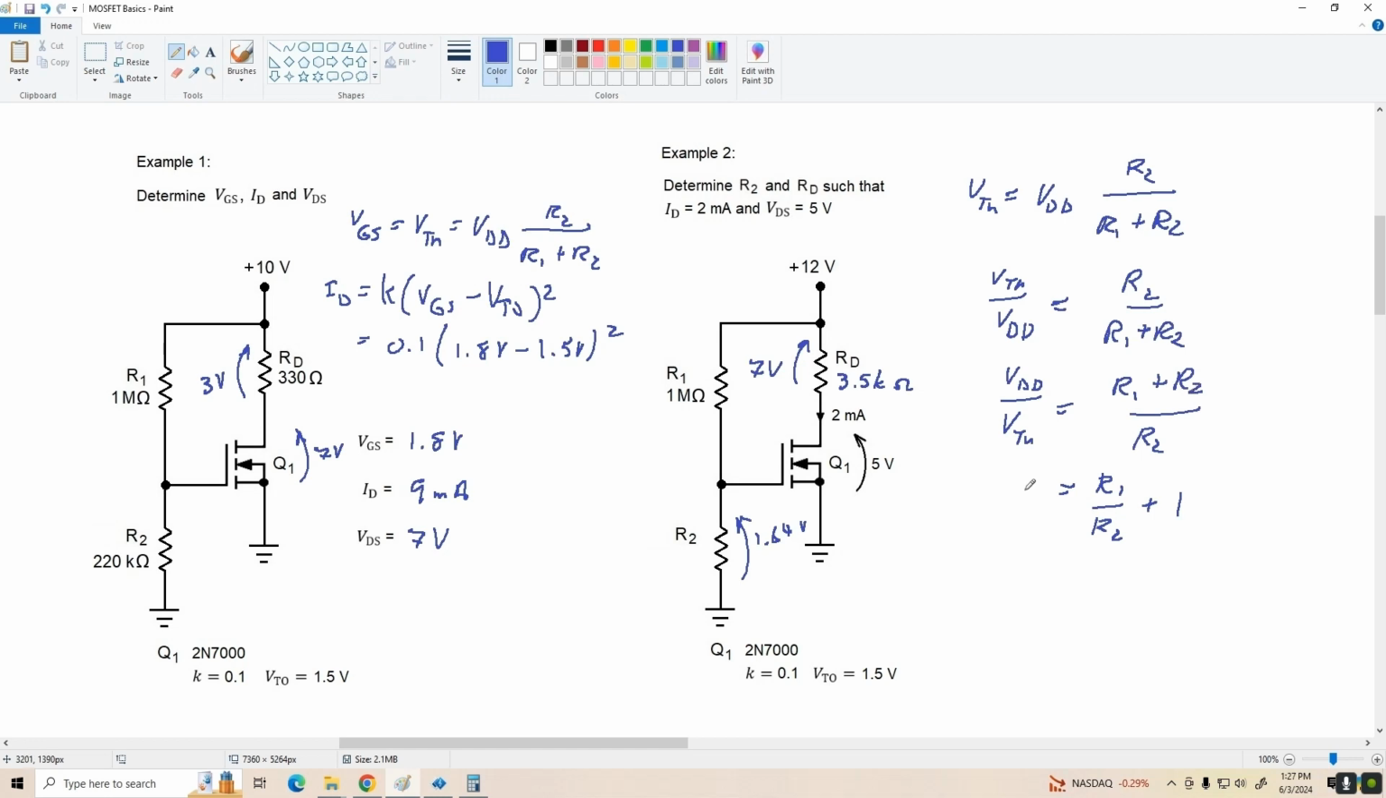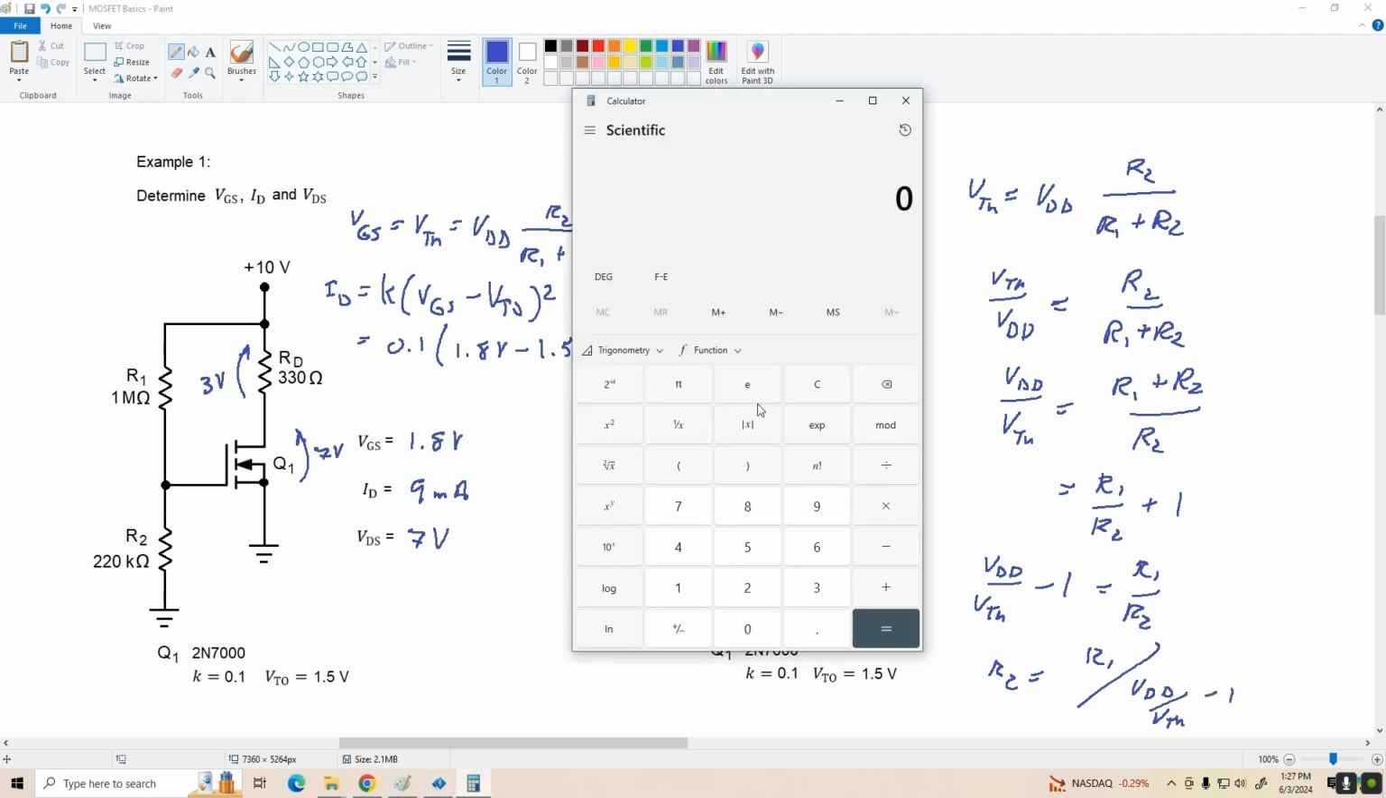All right, and I want to get R2, so let's subtract 1 from both sides, and we get VDD over VTH minus 1 equals R1 over R2. So R2 is equal to R1 divided by (VDD over VTH minus 1). Let's plug those in and see what we come up with, okay?